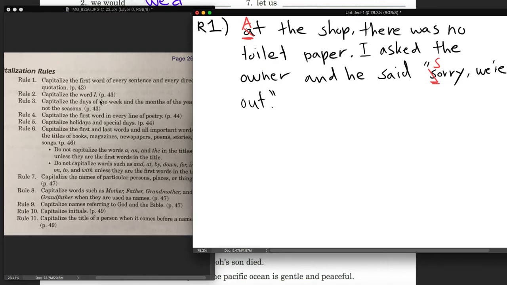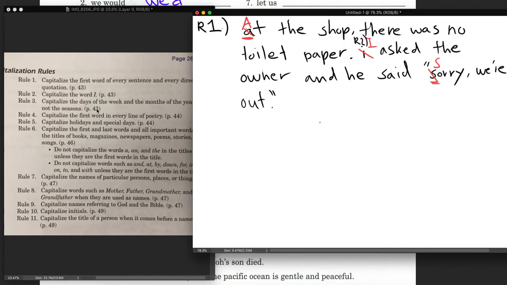So rule number 2, capitalize the word I. For example, right here. If I had a lowercase i here instead of uppercase, "I asked the owner and he said, 'Sorry, we're out.'" This lowercase i is incorrect because we know that you're always supposed to capitalize I if you're using it as a pronoun. So that's rule number 2. I'll put R2 next to that.